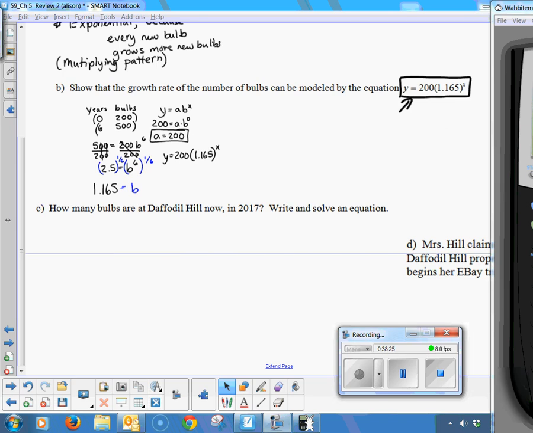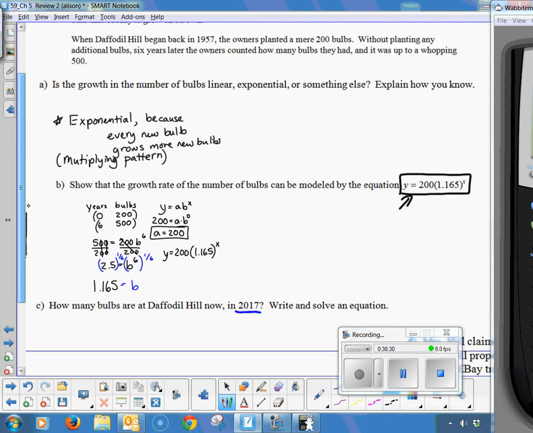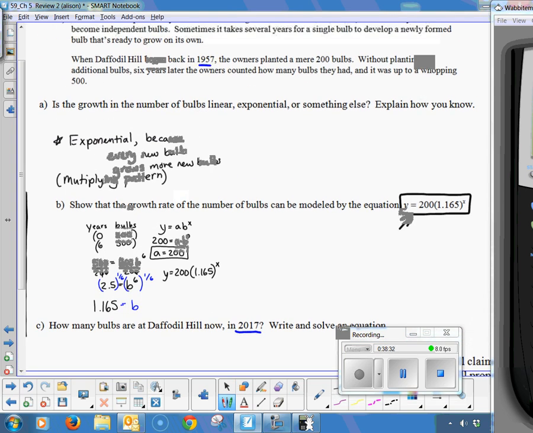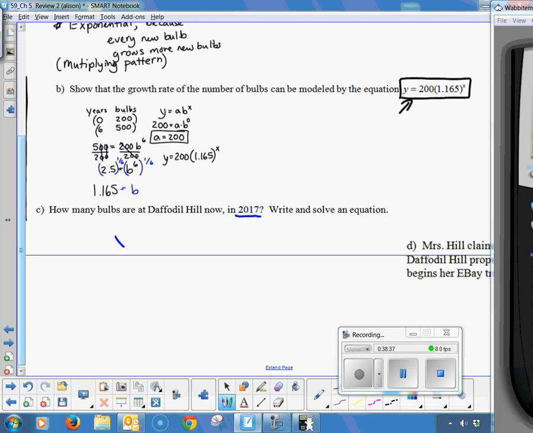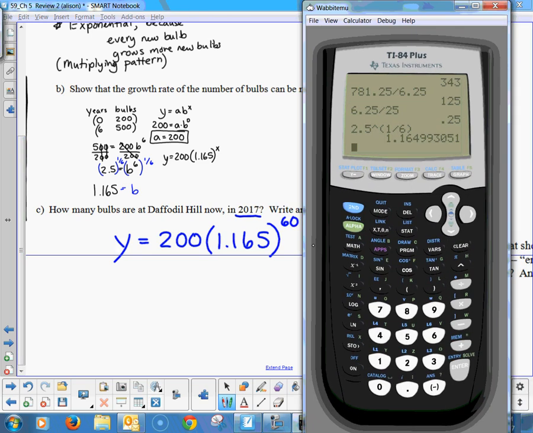Part C, how many bulbs are there now? Well, 2017 is, and I did make this math easy, exactly 60 years from 1957. So it has been 60 years. We have this equation. The number of bulbs is how many we started with times the growth rate, 1.165, to the number of years, 60. And so I'm just going to punch that into my calculator. 200 times 1.165 to the 200 tells me, boom, a big number.